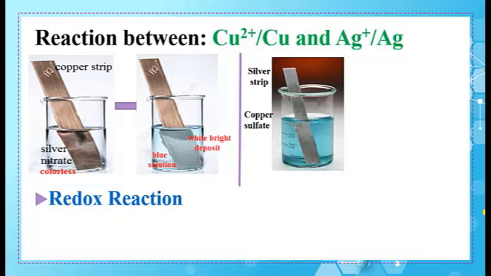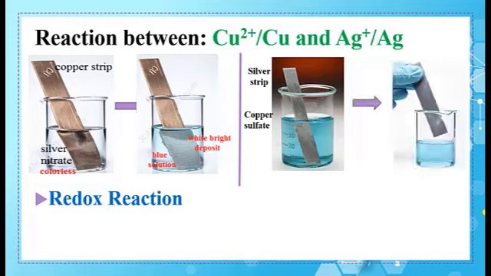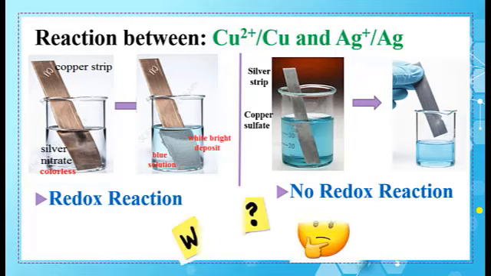Now, if we dip a silver strip in a copper sulfate solution, leave it for some time, and look at the beaker and the strip again, nothing happened, neither to the silver strip nor to the copper sulfate solution. There are no changes. Then we can say that no redox reaction takes place between silver and Cu2+. Why is that?